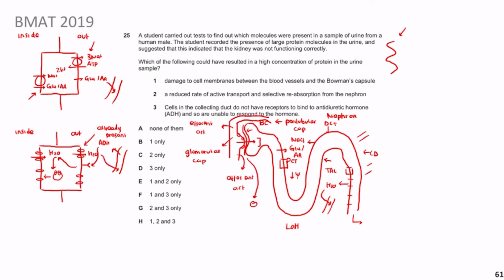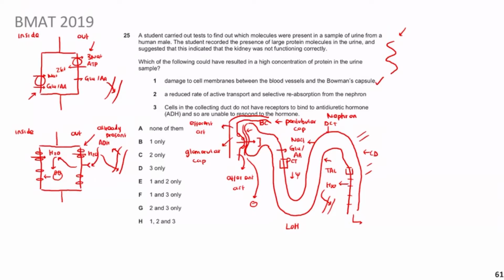So if you damage those membranes, then obviously your sieve mechanism isn't going to work. So all these large proteins are just going to seep through into the tube, isn't it? And therefore, it could give you the presence of large protein molecules in the urine when they normally shouldn't be there. So this can be right.